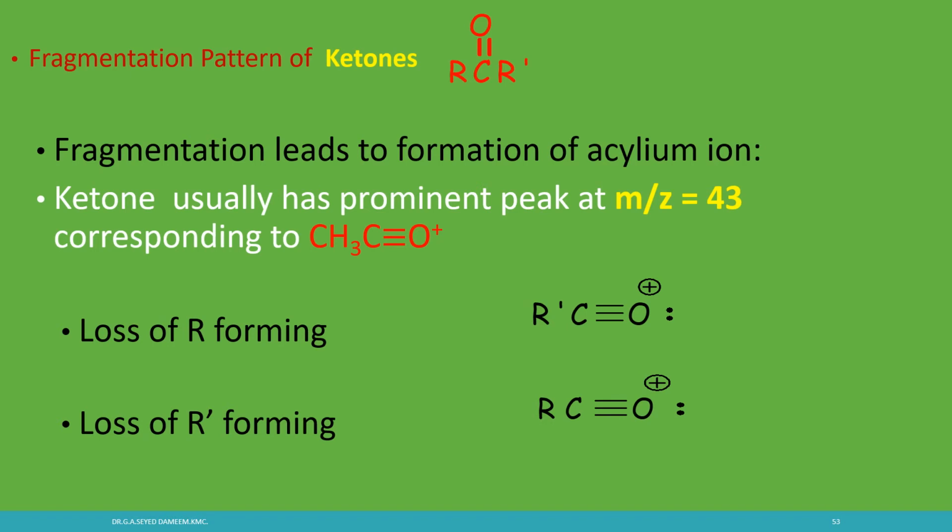This slide shows the fragmentation pattern of ketones. A ketone usually has a prominent peak at m/z 43, corresponding to the ion CH3C≡O+, and the loss of an R, that is an alkyl radical, forming an ion, and loss of another alkyl radical forming another ion. All these are shown in this slide.